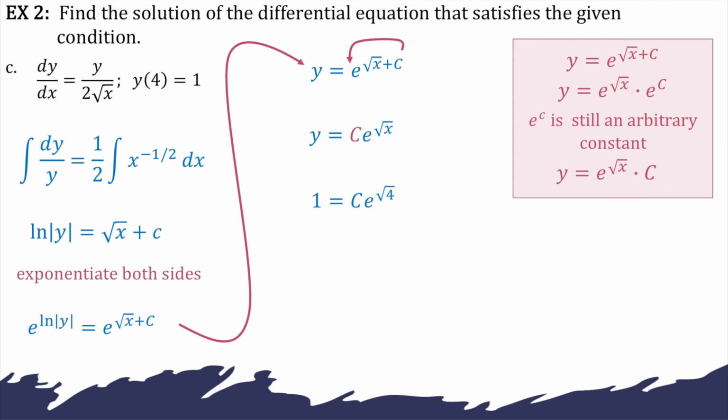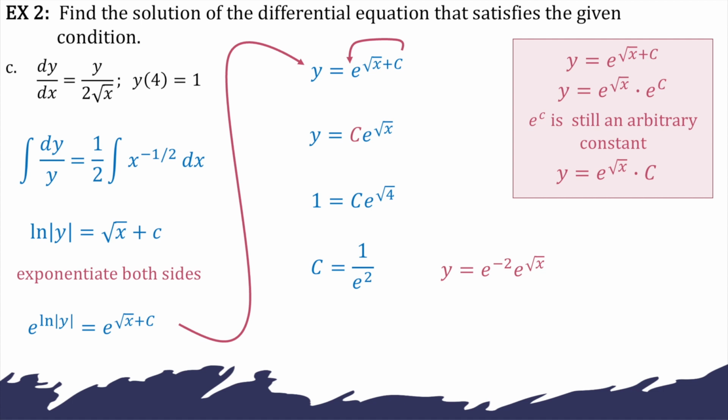Now we can solve for c. So plug in 1 for y and plug in 4 for x. And c equals e to the 1 over e squared. Okay, and plug that back in.